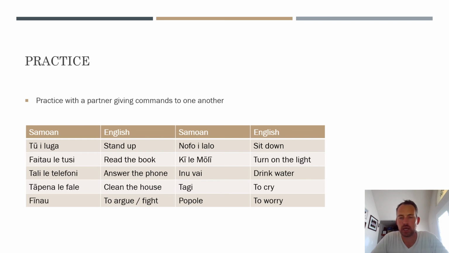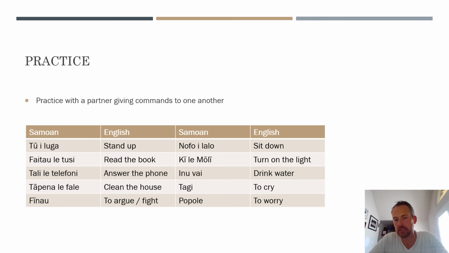So first, tu ilunga. Tu is to stand, ilunga is up. That just means stand up. So you can easily incorporate that into an imperative sentence. Nofo ilalo, like we mentioned in the previous slide, means to sit down. Nofo is to sit, and ilalo is down, or in the downward direction. Faitau le tusi. Faitau is to read, and le tusi is the book. So you can ask someone to read the book or command them to read the book.